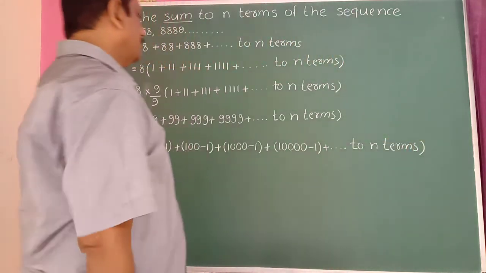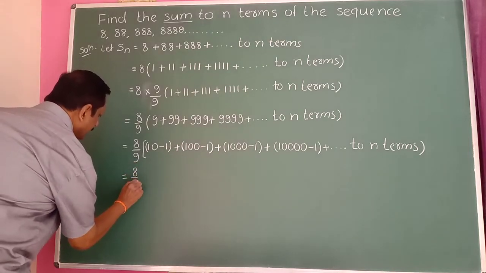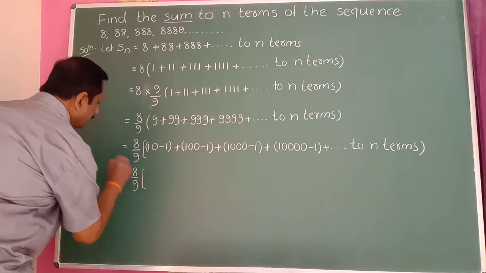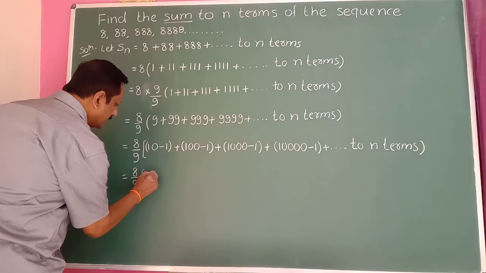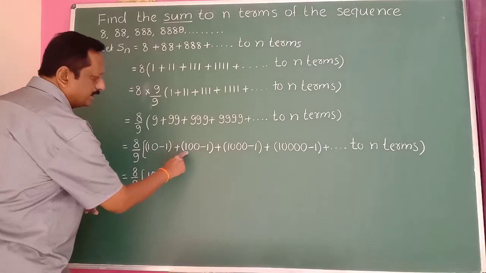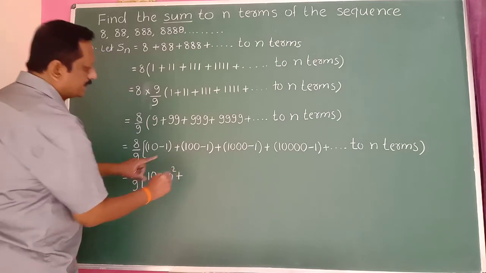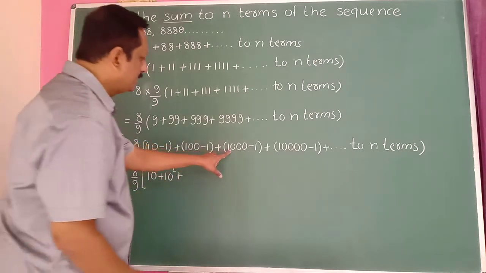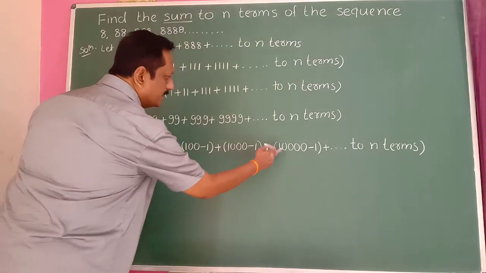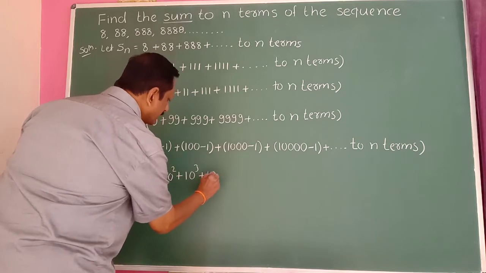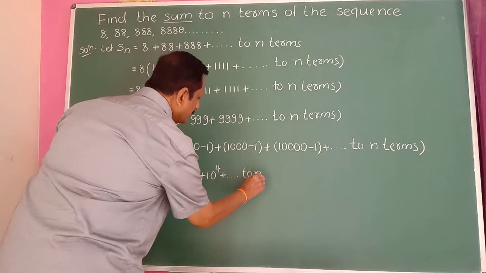Therefore this is equal to 8 upon 9 into bracket. First write this 10, then plus 100. 100 can be written as 10 square, 1000 as 10 cube, 10,000 is 10 raised to 4, and so on up to n terms.